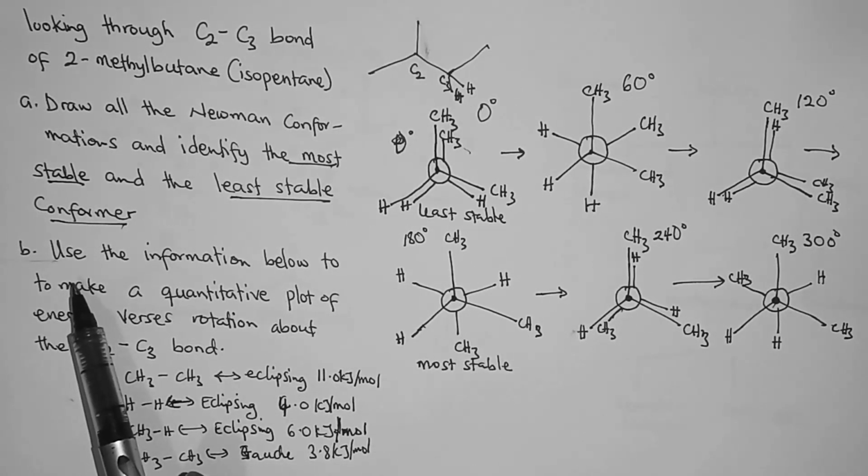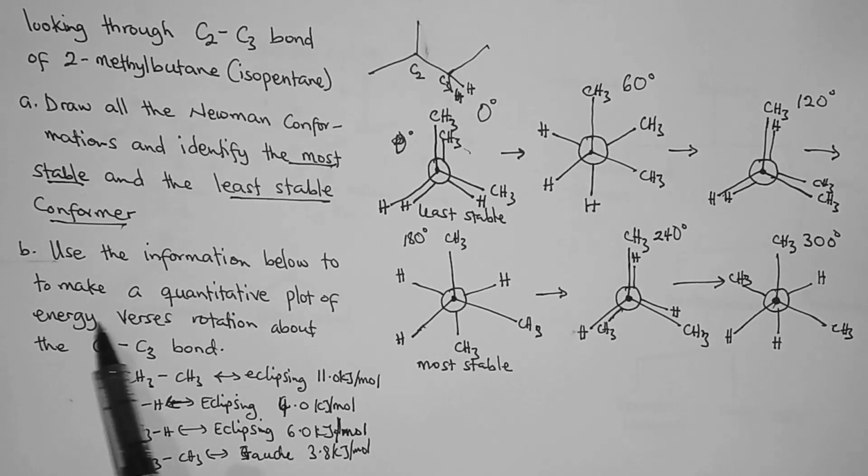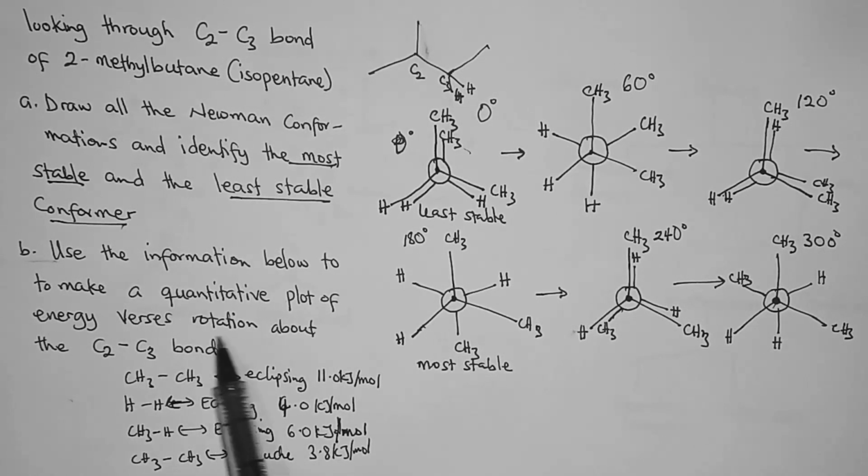The B part of the question says to use the information below to make a quantitative plot of energy versus angle of rotation about the C2-C3 carbon-carbon bond.